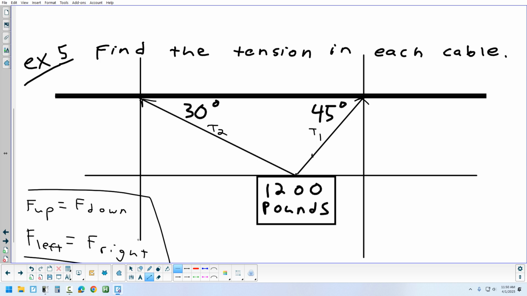Okay, so I just drew some parallel, vertical, and horizontal lines to make some right triangles. That's 90. That's 90. Cable 1 is pulling to the right, and it's also pulling up. The red and the blue vectors represent the horizontal and vertical components of cable 1. Okay, same thing's happening in cable 2. It's pulling to the left and up.